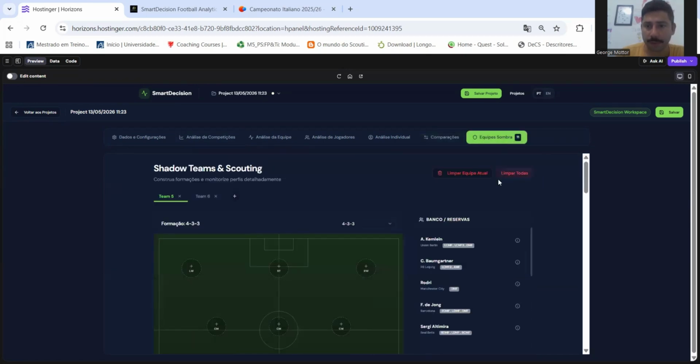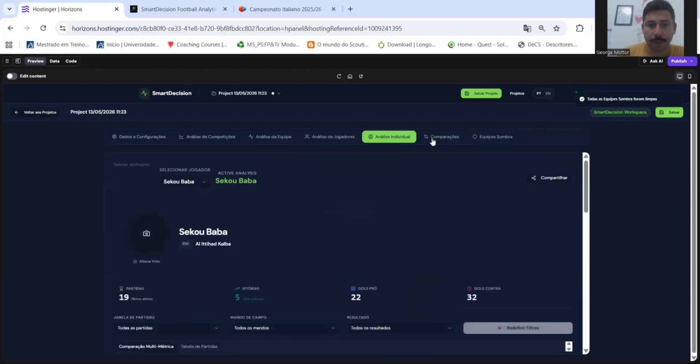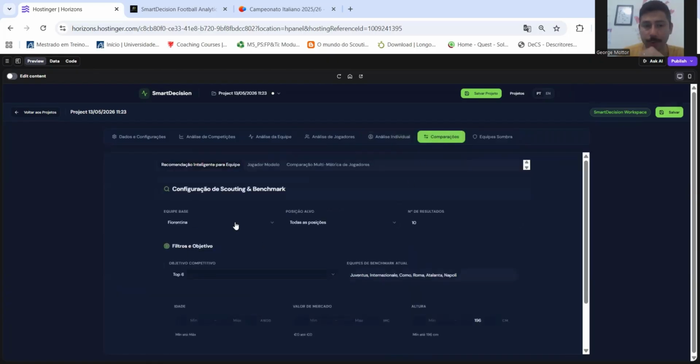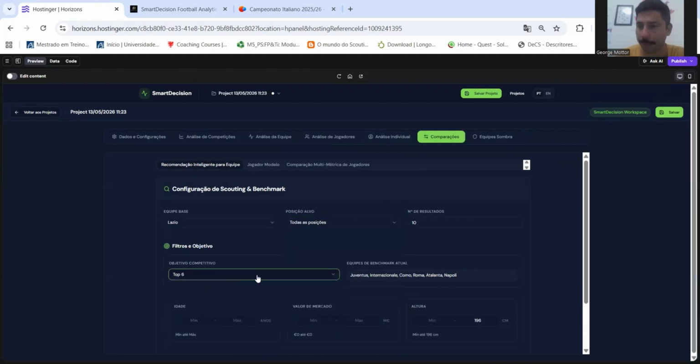Clear shadow teams here too. Clear all shadow teams, okay? Let's go to comparisons. What comparisons did I want? I'm going to put Lazio here and say that I want to fight for the top 6 next year, right? I want to fight for the top 6.